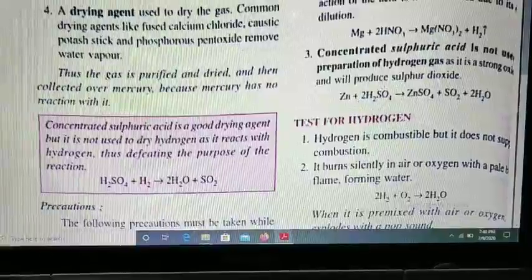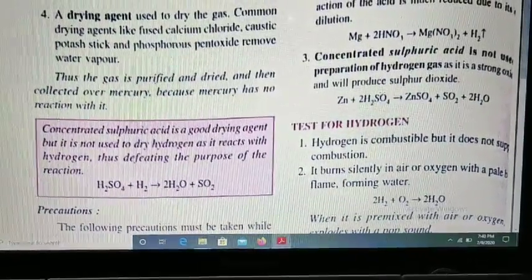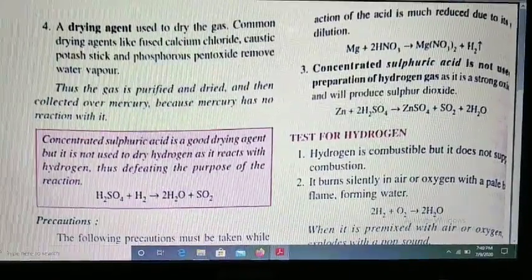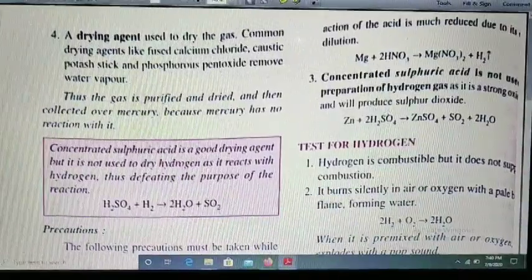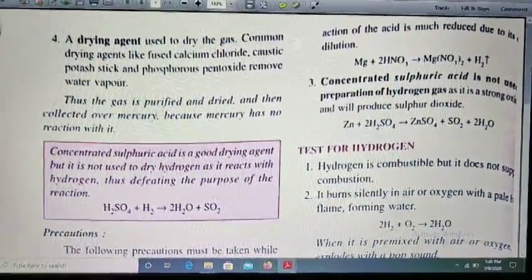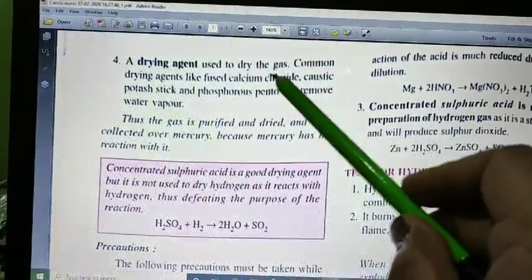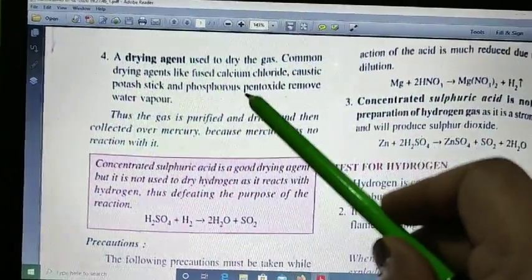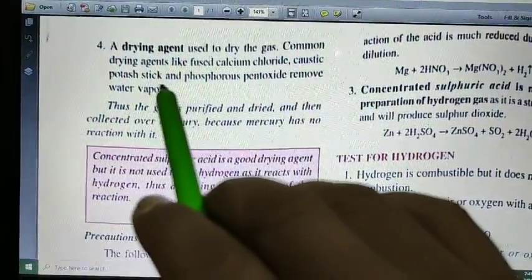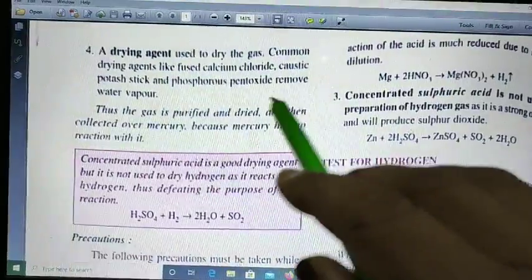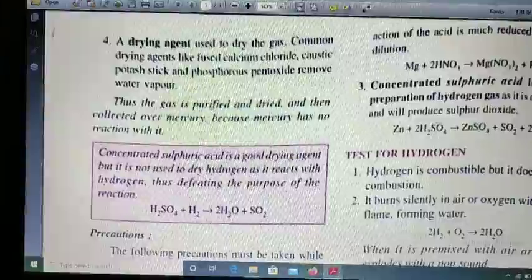And after that, in the last, I mentioned the precautions that need to be taken during the lab preparation of hydrogen. Before that, the hydrogen gas that is produced, we need to dry it. So we need to use a drying agent. The drying agents used to dry the gas are fused calcium chloride, or you can use caustic potash, that is potassium hydroxide, and phosphorus pentoxide, to remove the water vapor. Then the gas is purified and dried.